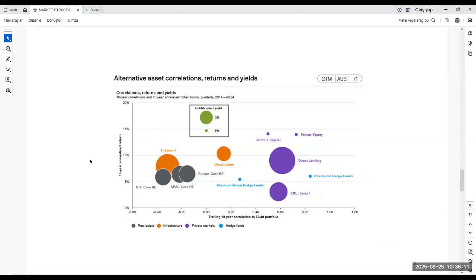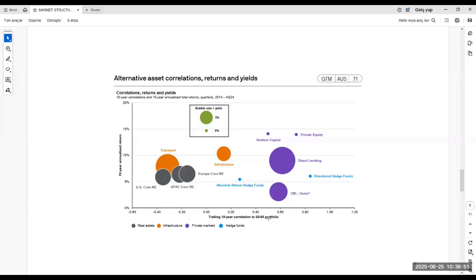And now we should take a look at this alternative asset correlation, return and yield throughout this time. As you see on the screen, on the left-hand side, you will see the 10-year annualized return. And here, the 10-year correlation for the 60-40 portfolio, meaning 60% in the stock exchange and 40% in fixed income securities. The black one is real estate, the orange one is infrastructure, the purple one is the private market, and the light blue is the hedge fund.